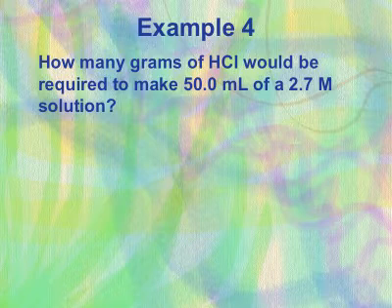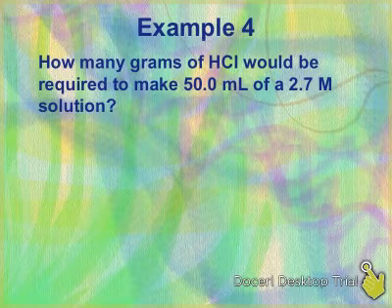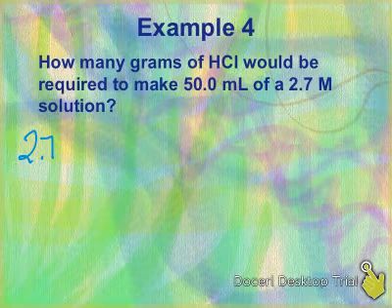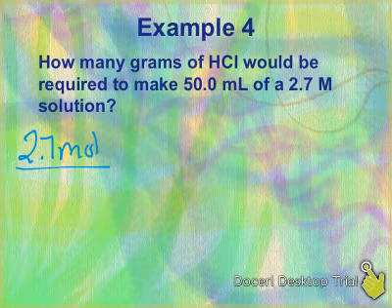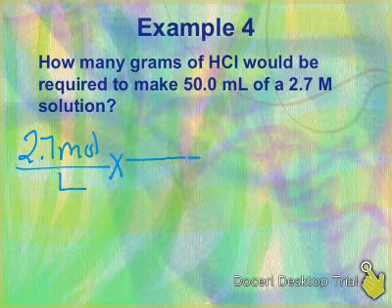Okay, so let's do this one. It says, how many grams of hydrochloric acid would be required to make 50 milliliters of a 2.7 molar solution? So yes, we're going to do the molarity, but we're also going to talk about how we would actually go about making this solution. First, we have to figure out how many grams we have to weigh to make the solution, right? We take the 2.7 molar, so moles per liter, and I have to get this all the way to grams. To get rid of my liters, it gave us 50 milliliters, so that's going to go on the top.